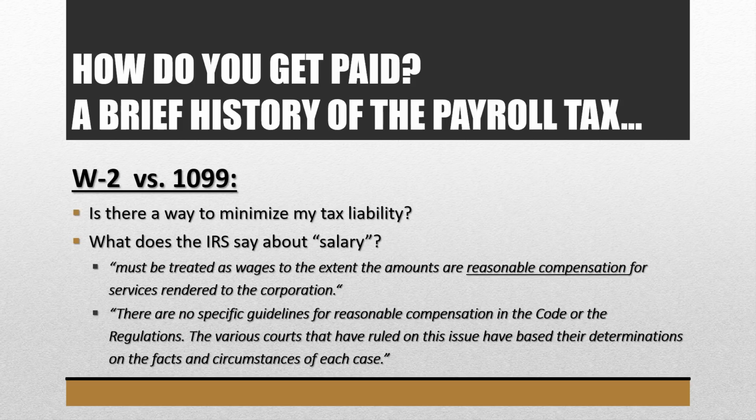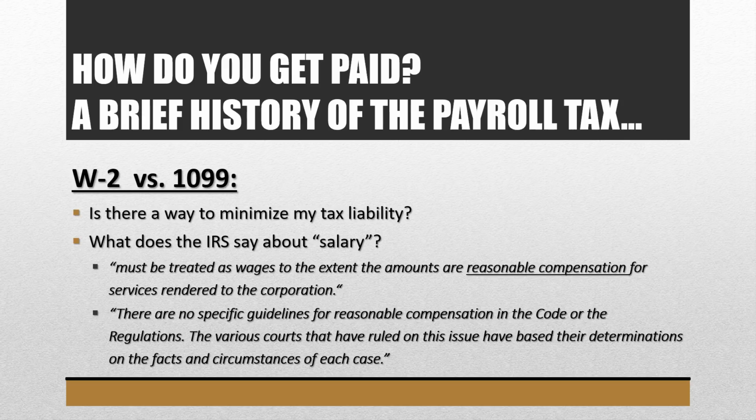Now that we've gone over some of these definitions and acronyms and factor trees and numbers and what is a FICA tax and what are its components, this would be a fair question, wouldn't it? Is there a way to minimize my tax liability? Let's dig further. What does the IRS say about the term salary? It says the income must be treated as wages to the extent the amounts are reasonable compensation for the services rendered to the corporation. Okay, let's repeat that. Must be treated as wages to the extent the amounts are reasonable compensation for services rendered to the corporation. Well, what's reasonable?